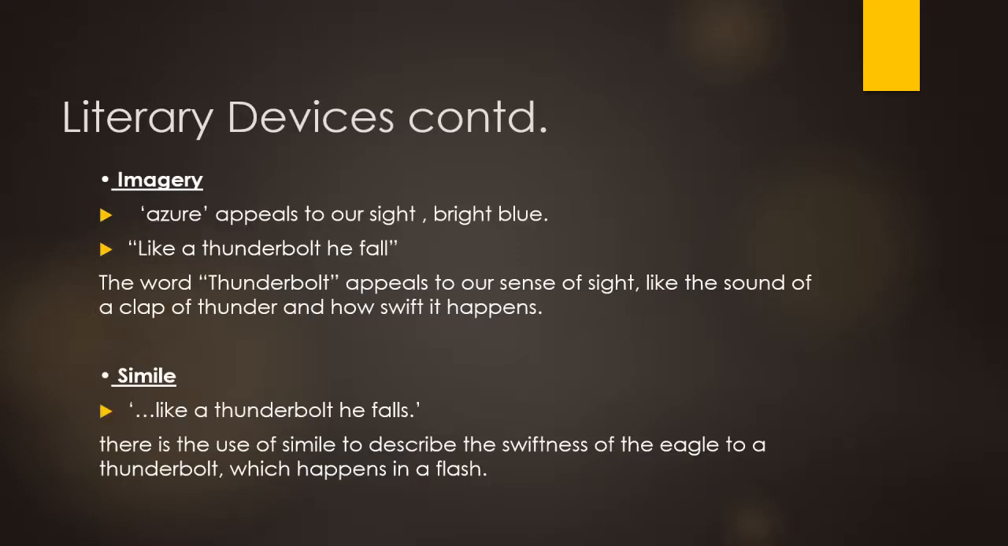The use of imagery. So imagery is when the five senses are evident in the use of some words. So azure appeals to our sense of sight, because azure makes you picture the bright blue sky. Also, like a thunderbolt he falls, it makes you also imagine how fast and quick the thunderbolt usually flashes in the sky. Also, there is a use of simile, like a thunderbolt he falls, to describe the swiftness of the eagle to a thunderbolt, which happens in a flash.